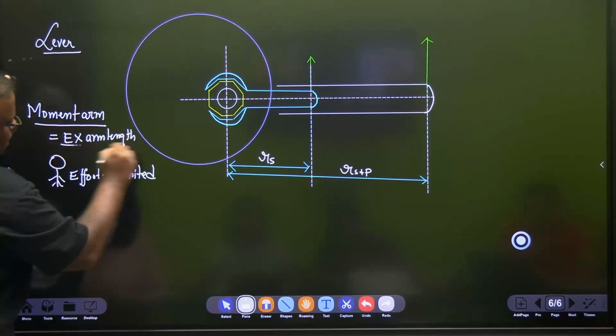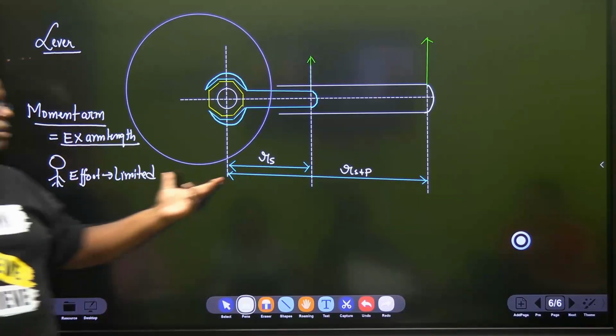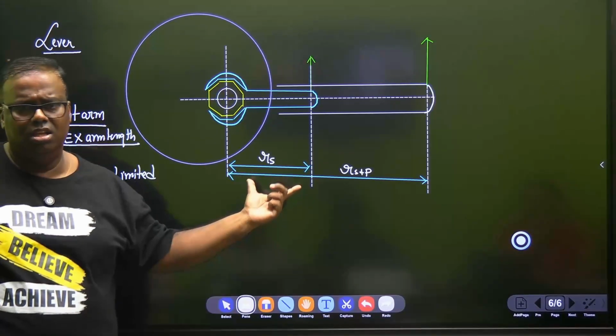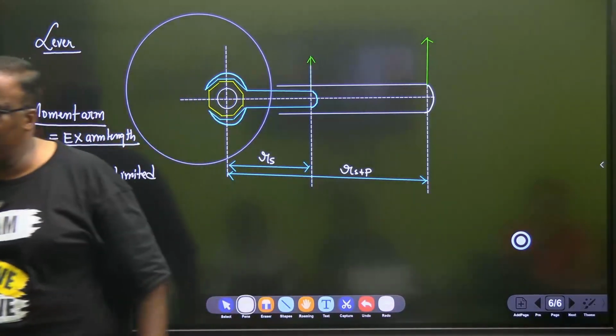Multiplied by the arm length. The more the moment arm, the easier it will be for you to open this particular nut. In the first instance, effort is fixed. मेरे पास इतना ही ताकत है. I was multiplying with how much? Say 3. Now I'm multiplying it with 7 or 8. Has the product increased? Yes.